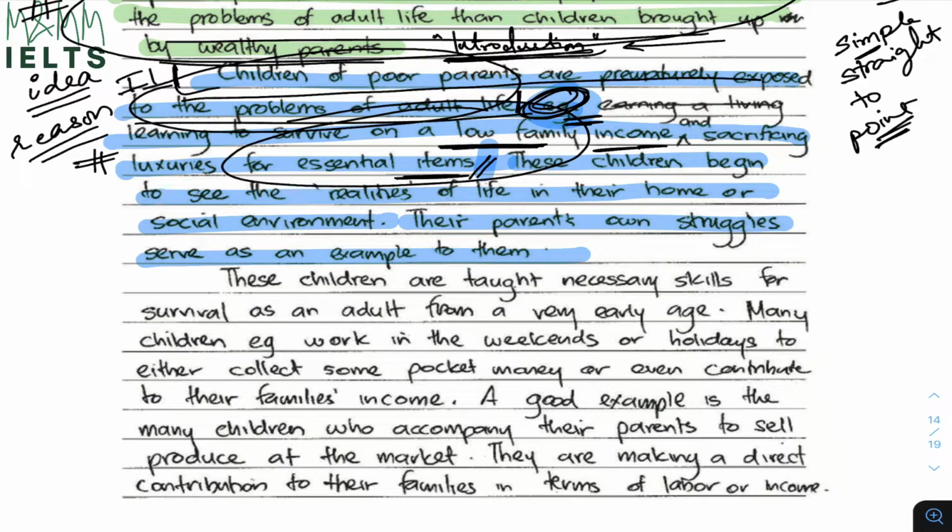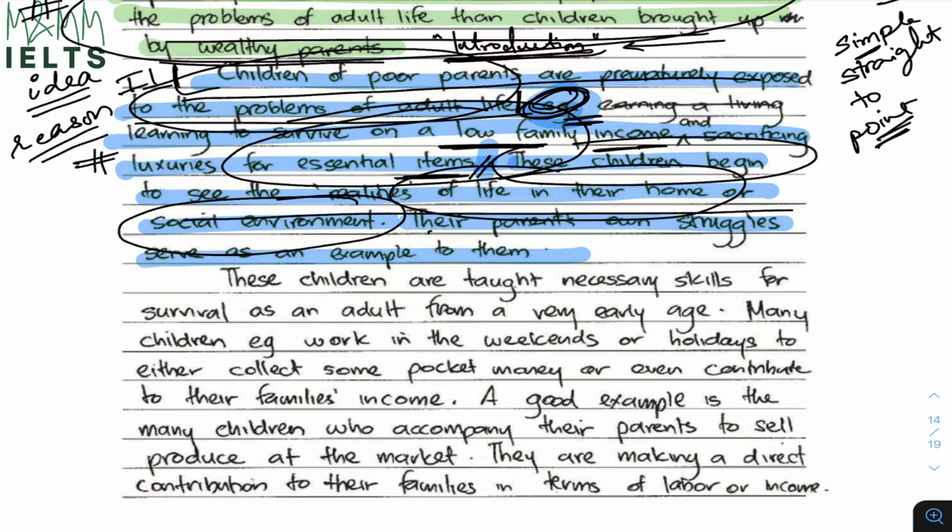All right. Now, after the example is completed, the student has given a little detailed explanation about the example. What is that? These children began to see realities of life in their home or social environment. Okay. Their parents' own struggles serve as an example to them. So over here, instead of two sentences, you can also write it as one sentence, saying that the young kids face a lot of challenges at a young age when they see their parents struggling for money and for basic necessities of life, and that becomes their moral example.